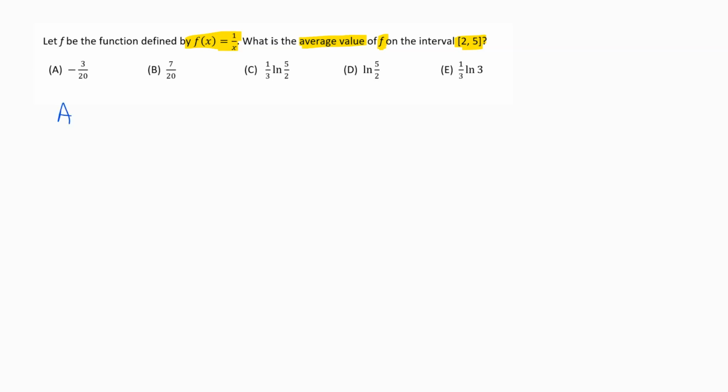Average value is an integral formula that we have to have memorized. You need to have it as a flashcard. Somehow you need to make sure you get these different integral formulas memorized before you hit that test.